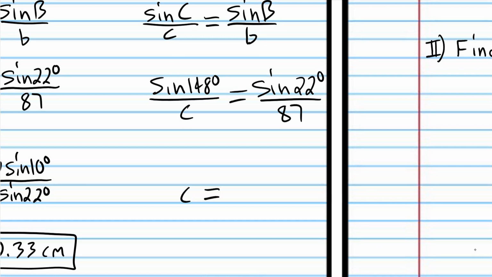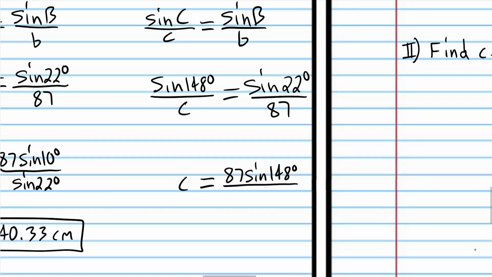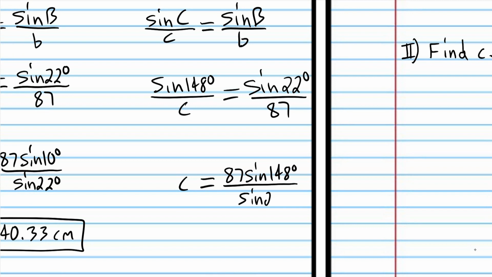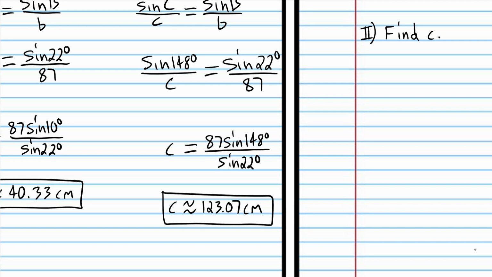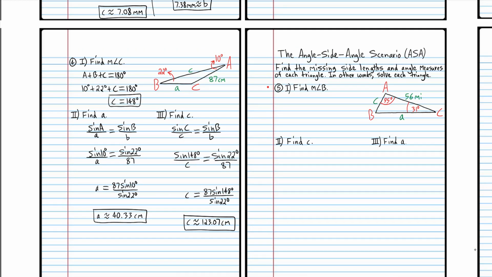So C is equal to 87 times sine 148 degrees over sine 22 degrees. So 87 times sine 148, enter, divided by sine 22, enter, is 123.07 centimeters. So if you got that one right, perfect. Good job.